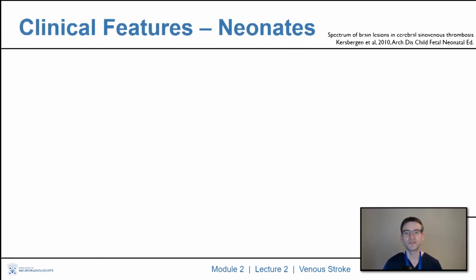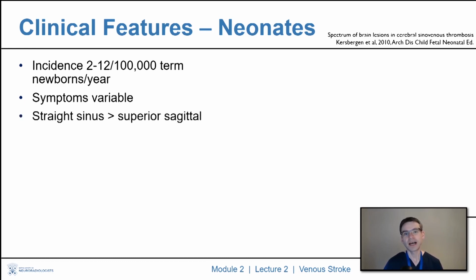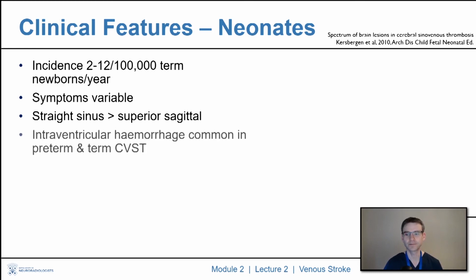So, what does venous stroke look like in a neonate? Well, venous thrombosis has an incidence of about 10 per 100,000 term newborns per year. The symptoms can be quite variable, sometimes seizure, sometimes reduced conscious level, sometimes a focal neurological deficit is noticed. And most often involving the straight sinus or the superior sagittal sinus in a neonate.